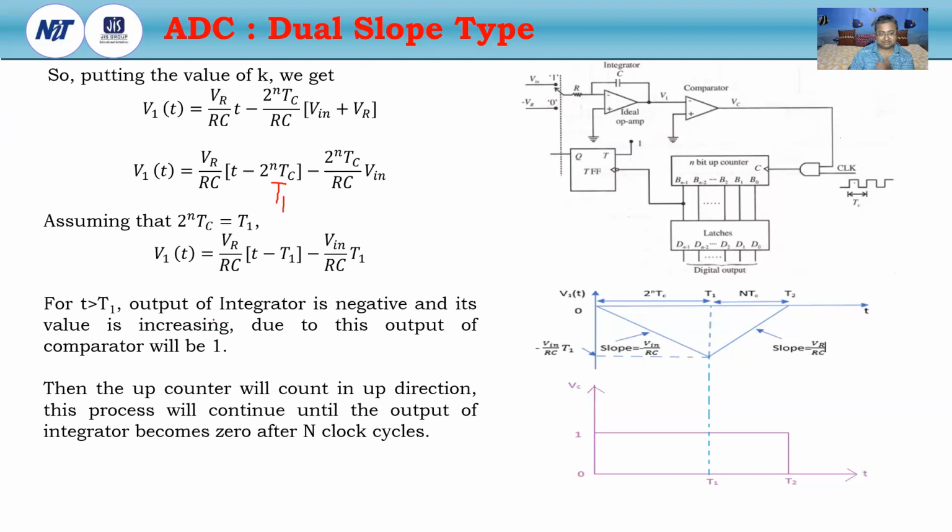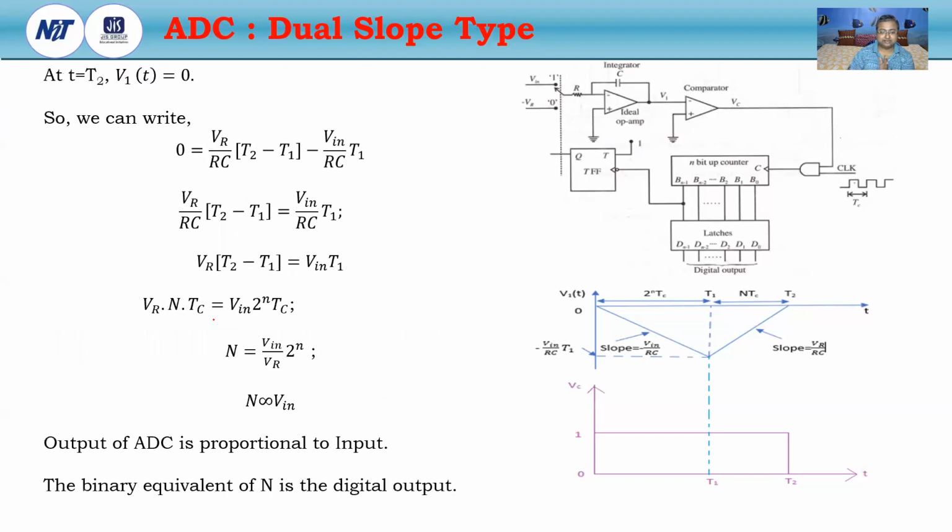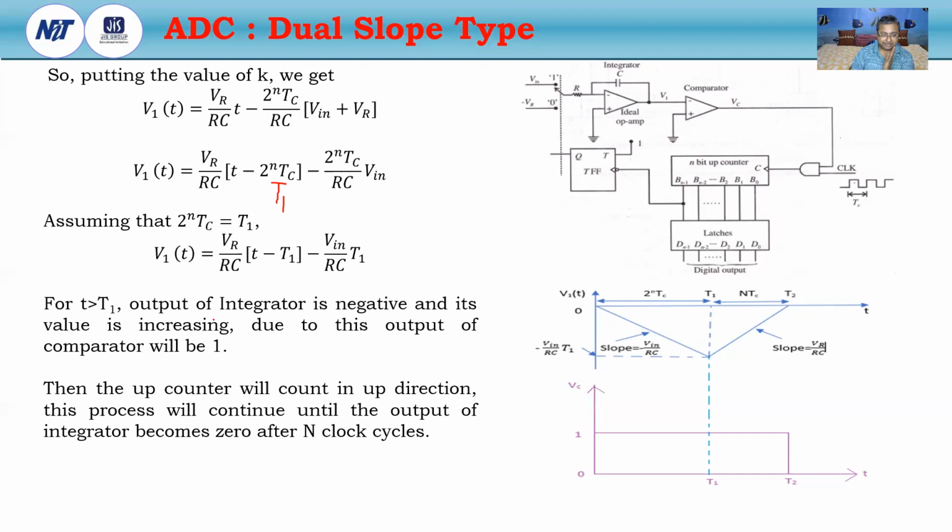For T greater than T1, the output of the integrator is negative and its value is increasing. Due to this, the output of the comparator will be 1. Then the up counter will count in the up direction. This process will continue until the output of the integrator becomes 0 after capital N number of clock cycles.